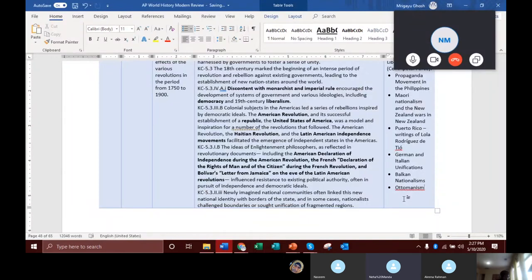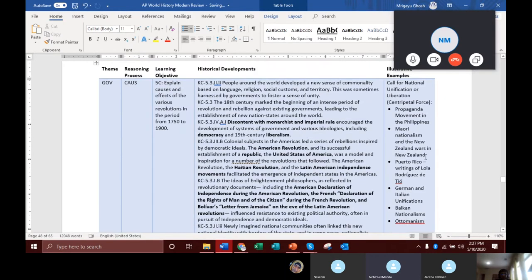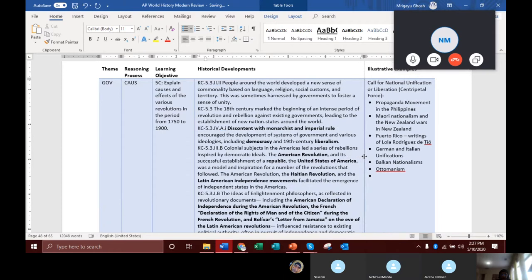How come the French Revolution's not in there? I think it's because they already put it in here. Oh, but okay, we can put it in there. Actually, let's not put it in there, because it'll get too convoluted if we put every single one of them. I think instead what we should do is talk about figures, different people in these revolutions.